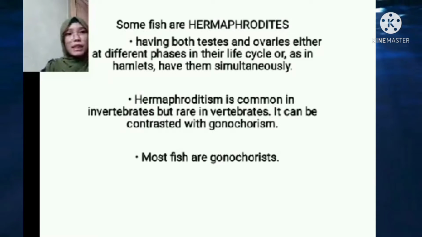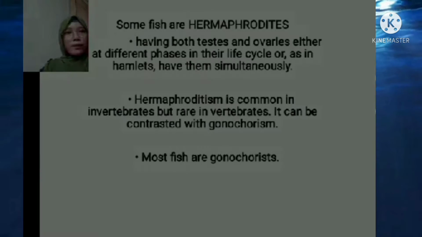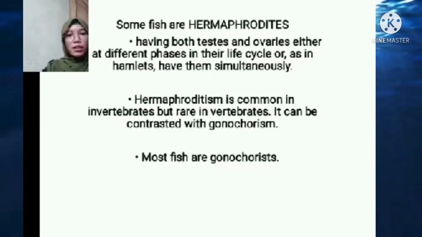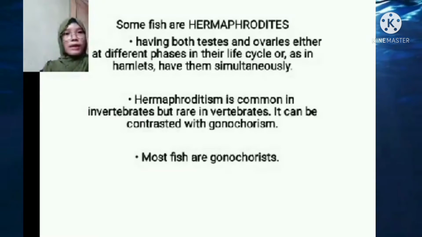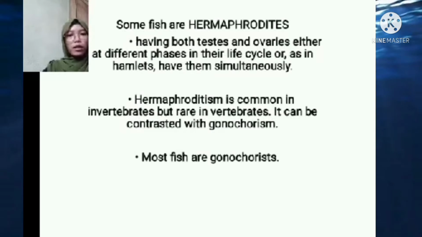So, hermaphroditism is common in invertebrates but rare in vertebrates. It can be contrasted with gonochorism. Gonochorism is where each individual in a species is either male or female and remains that way throughout their lives. Most fish are gonochorists, but hermaphroditism is known to occur in 14 families of teleost fishes.